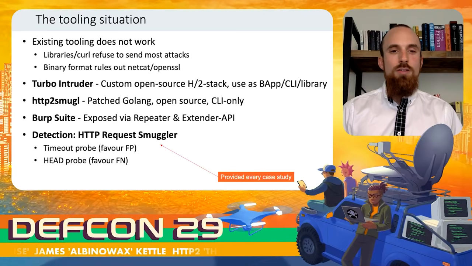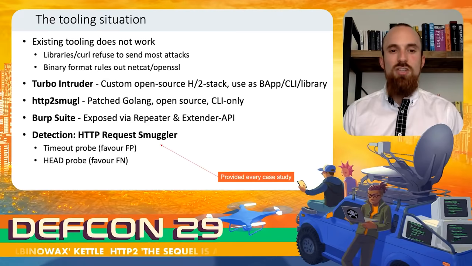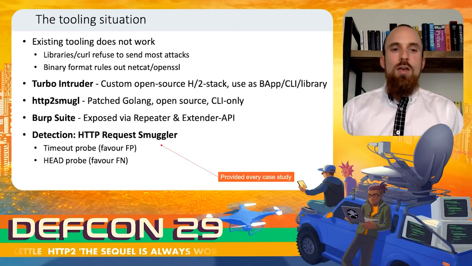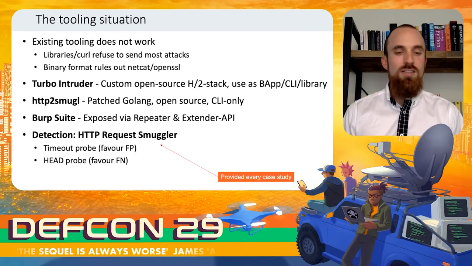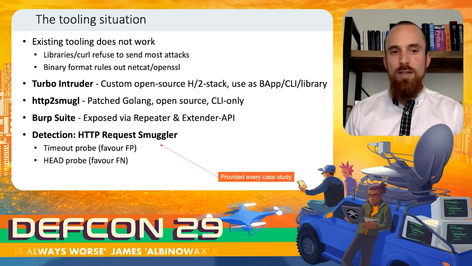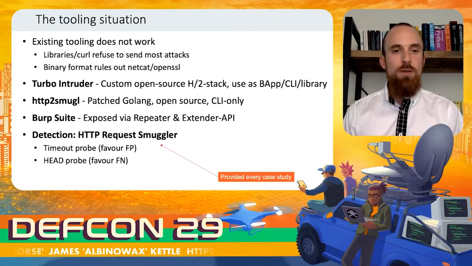To get started with this research myself, I coded an open source HTTP2 stack from scratch and integrated that into Turbo Intruder. So you can use that library. Also, there's a HTTP2 stack built into Burp Suite, which is more battle tested and can also be accessed via the extender API and via Turbo Intruder. And it may be worth checking out HTTP2 Smuggle, which was released by Emil as part of his research, and I believe works by patching Golang's HTTP2 stack.